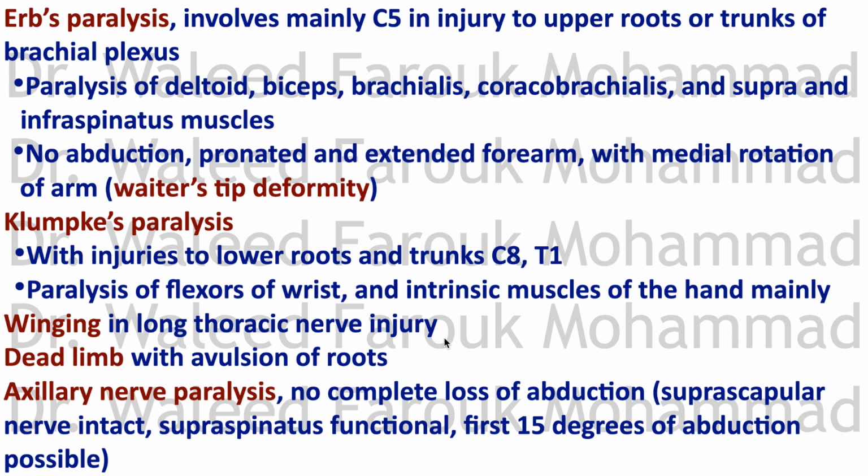The dead limb, in severe injury in which there is avulsion of the roots. The upper limb becomes hanging, and there is no use of it. Usually the patient refuses amputation, but a few days later, when the limb obstructs him, becomes in his way, he comes back to you and asks for the limb to be amputated. Axillary nerve paralysis, as I told you before, there is no complete loss of abduction because the supraspinatus is still intact. This concludes our talk about the axilla.